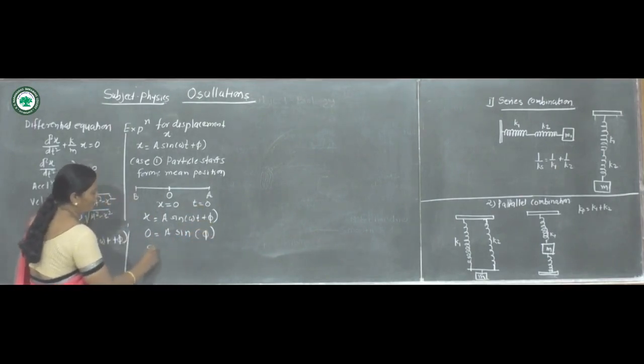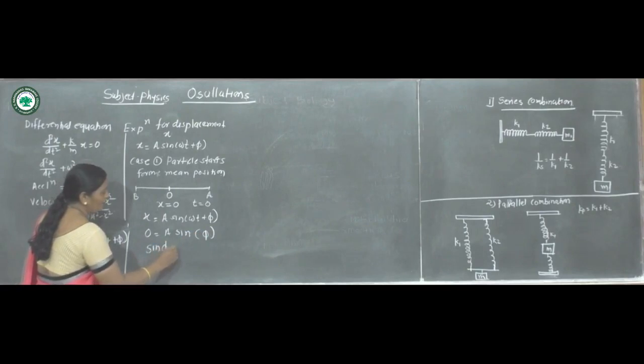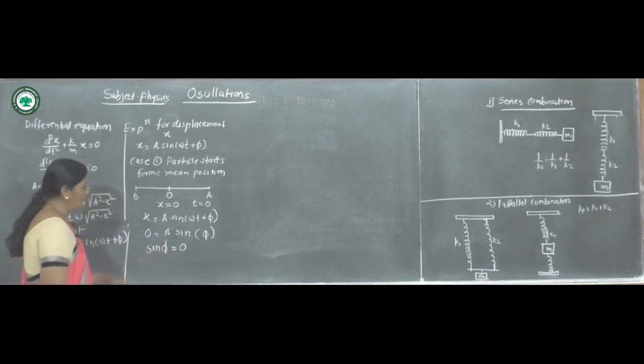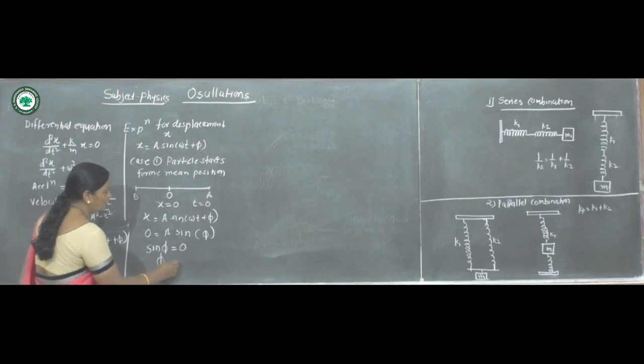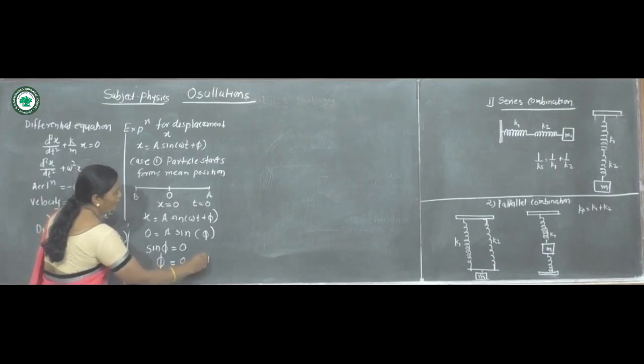Therefore sin phi is equal to 0. Suppose sin phi is equal to 0. Sin phi is 0 at angle 0 or pi.